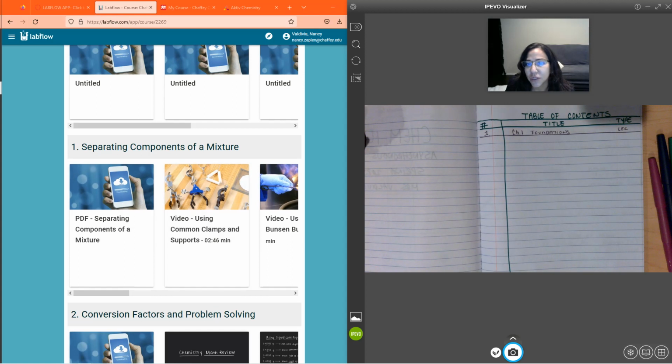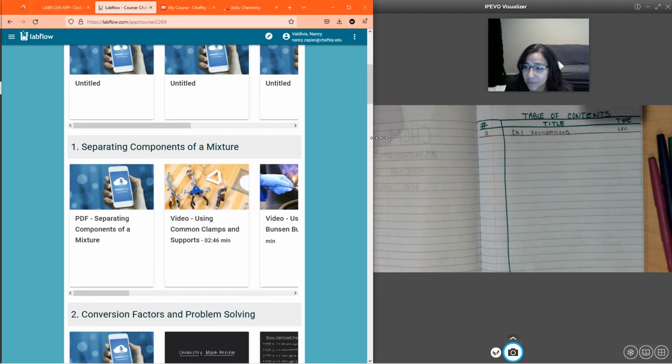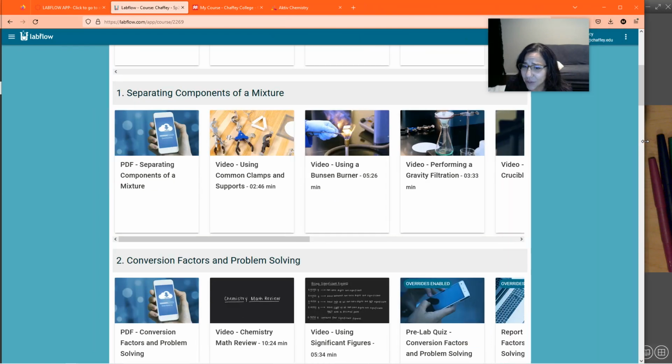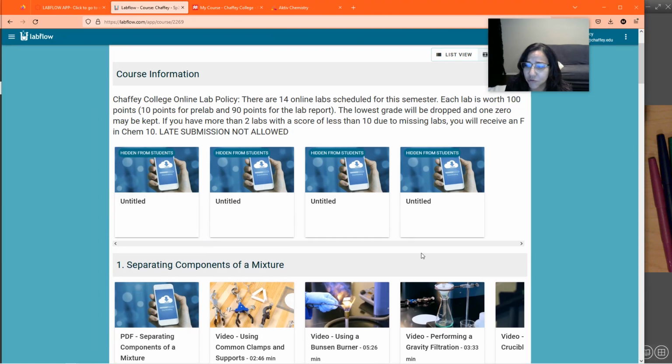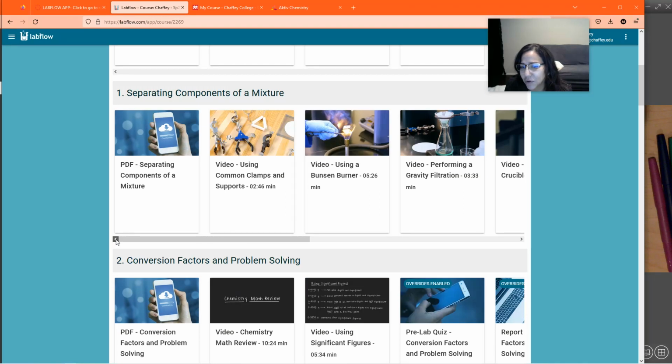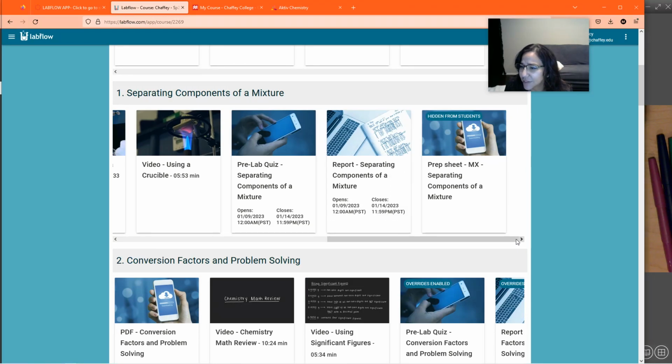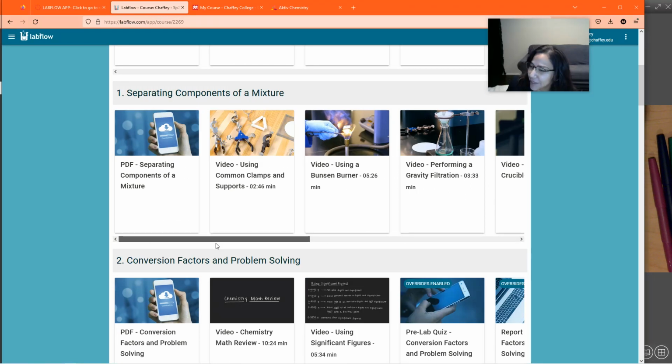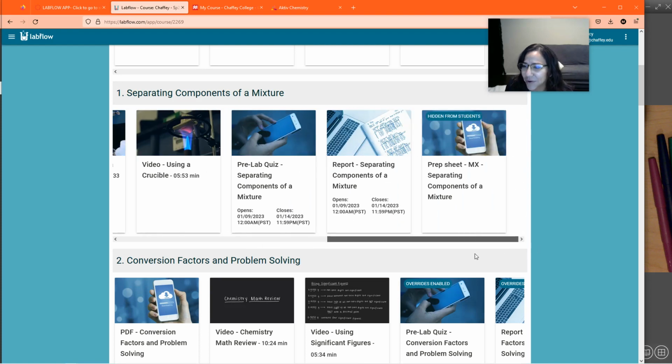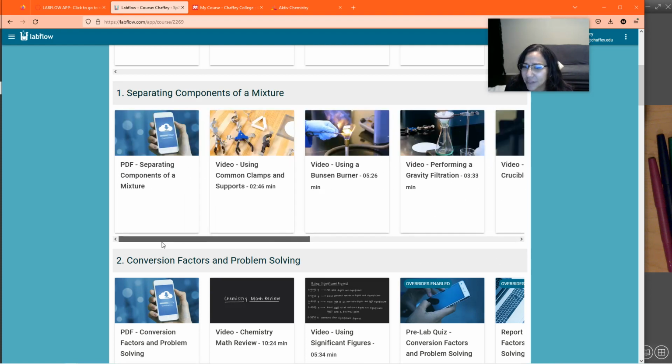So we're going to be doing the first lab, separating components of a mixture. Now, sometimes it's hard to tell with the labs how to move them, but right here, this is where you have the little move bar. Okay, it's really hard to see. They actually updated it because before it was a very thin line. But you have this little bar where you can move between things.